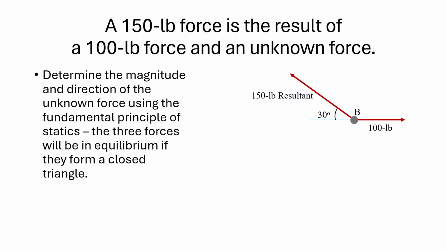Understanding the resultant and the component forces. So this question is asking, this 150-pound resultant force is coming from this 100-pound force and another unknown force, and calculate the unknown force. And it also says apply the equilibrium theory. So if three forces make a triangle, they will balance each other out.